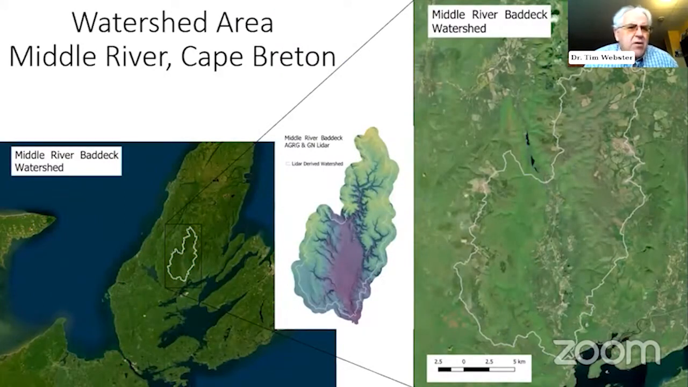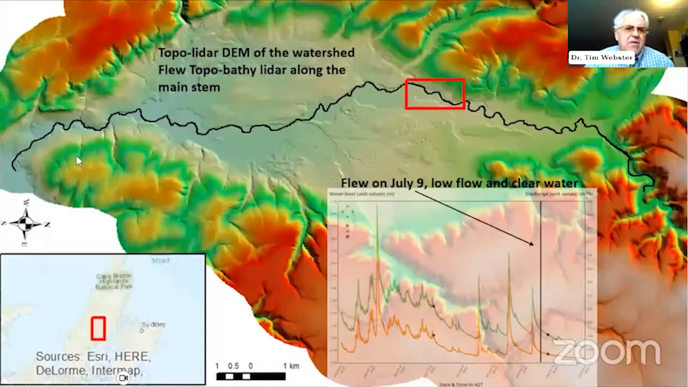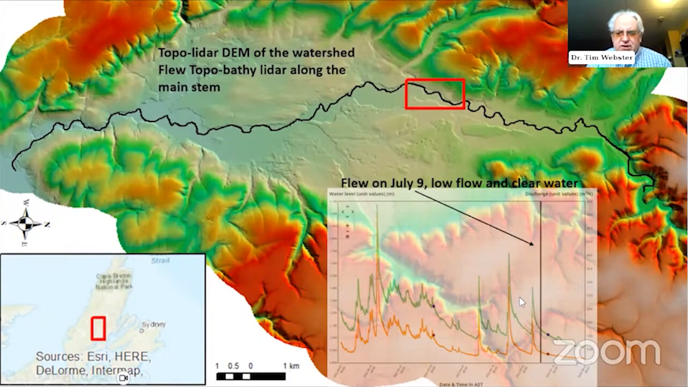I'm going to jump now to a place called Middle River up in Cape Breton. It drains into the beautiful Bedore Lakes, and this shows the entire watershed. We surveyed mainly along the stem of the main river. This is a hydrograph showing the river system is gauged, and we want to try to fly at low flow conditions, ideally avoiding these large discharge events.